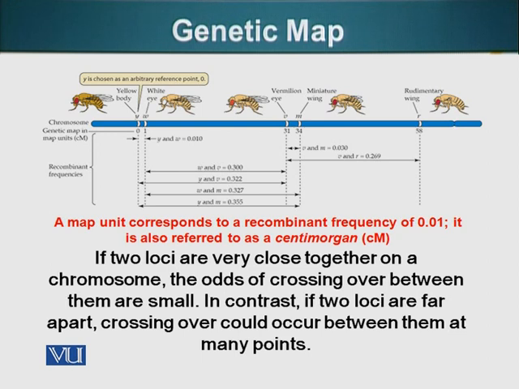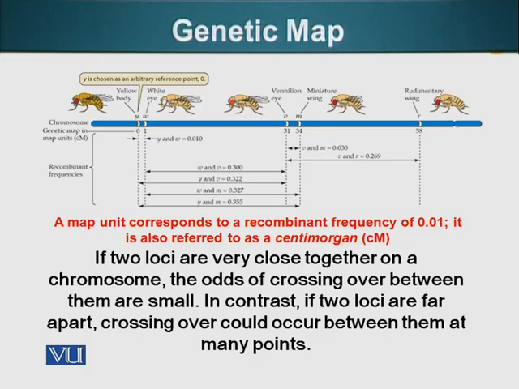In this example, we have Y. You can see Y is the body color right here. White eye is W. Vermilion eye is V. Miniature wings is M. And rudimentary wings is R.